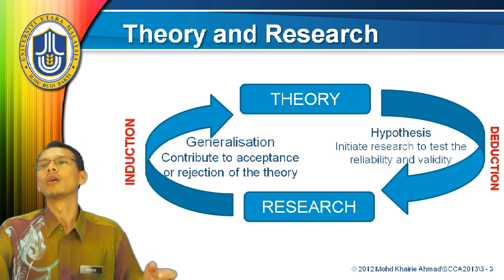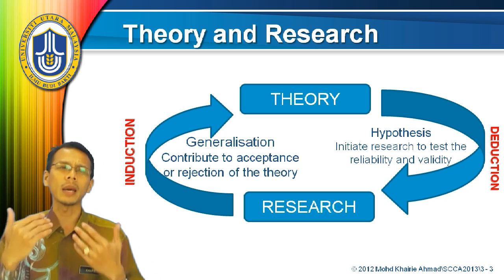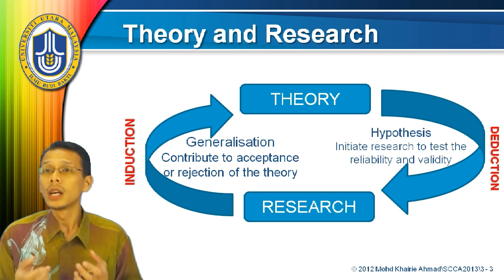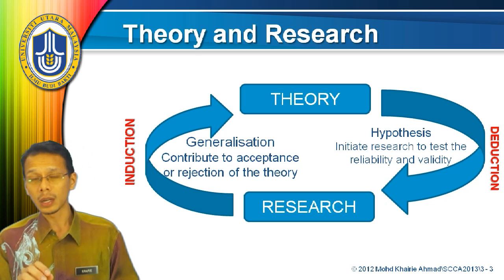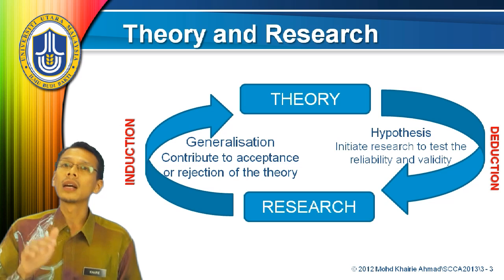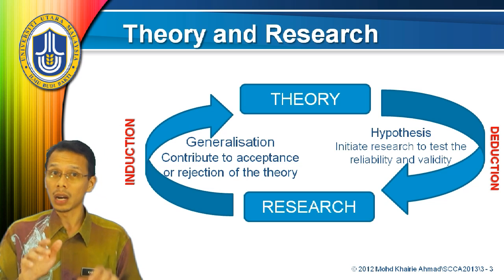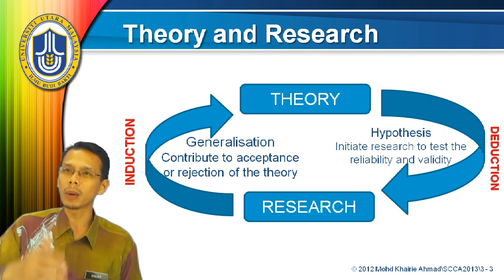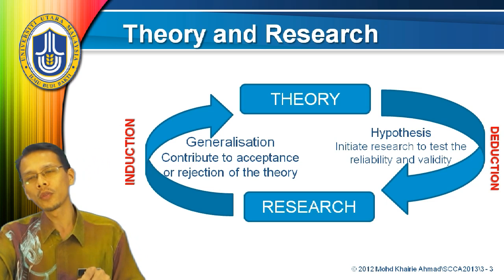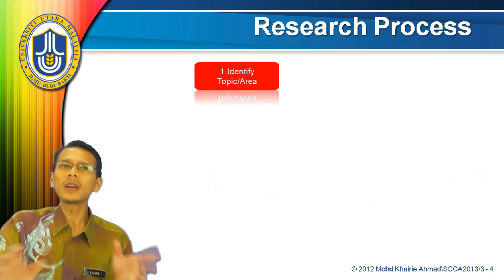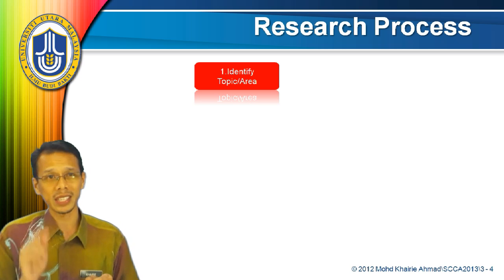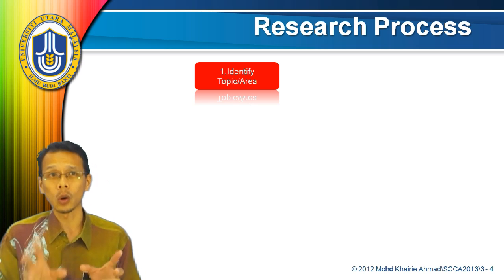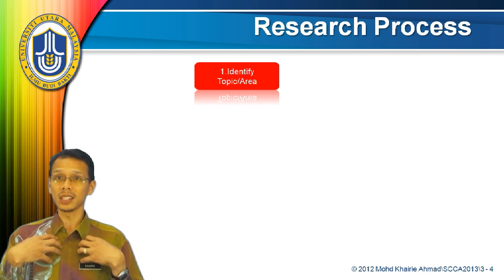Thank you. So now let's move on to the steps that are involved when we want to conduct a research. Today I'm going to discuss 8 steps which can help us to plan our research. Let's move to the first step. The first step is a very crucial step. This step is to identify the topic or the area that we're interested to do research on.